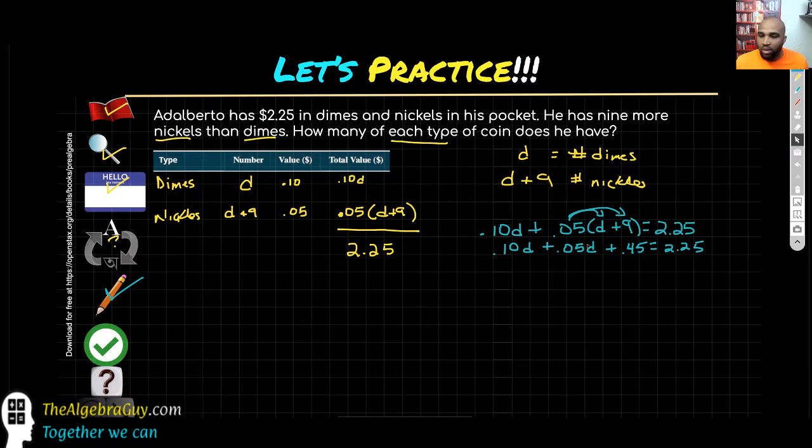All right, so let's keep working this. We can simplify this a little bit. Combine our D terms, 0.10D and 0.05D would give me 0.15D, basically 15 cents it looks like. I could go ahead and write this step out.